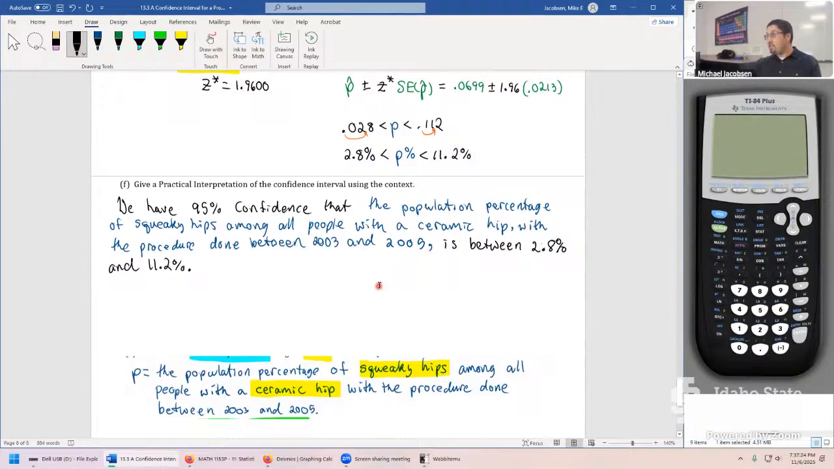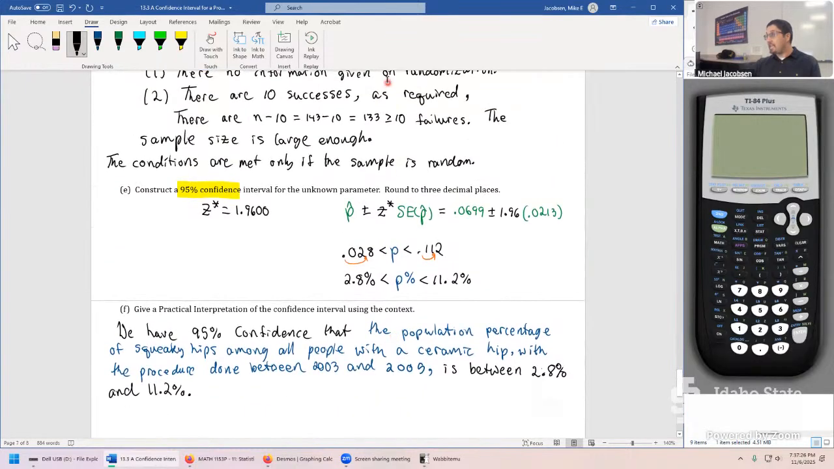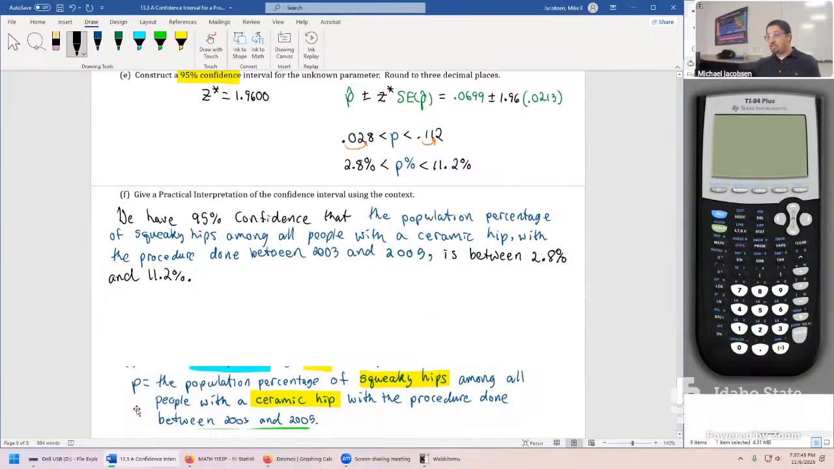If they repeated the study, they would want to use the same exact sample size, in the sense that if we repeat the study 100 different times, we have 100 different confidence intervals, and we expect 95 of them to successfully capture this unknown parameter P that we identified. So that's the whole statement. We just link up part A with the interval that we found in part E to conclude the problem.